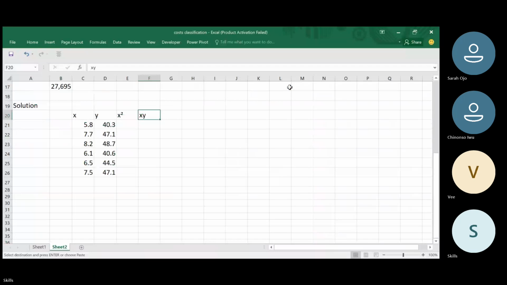Good. So now, the calculator there will carry out this calculation. The first X, what is the one?